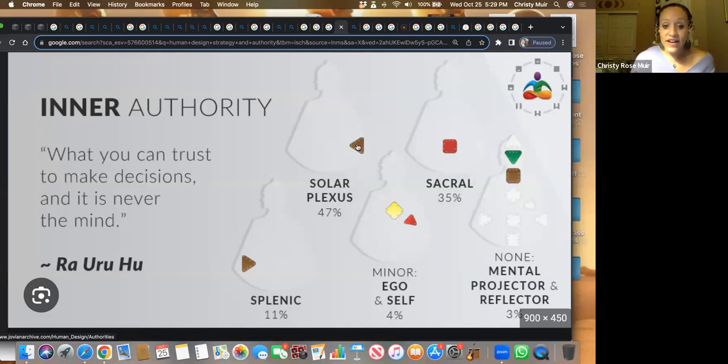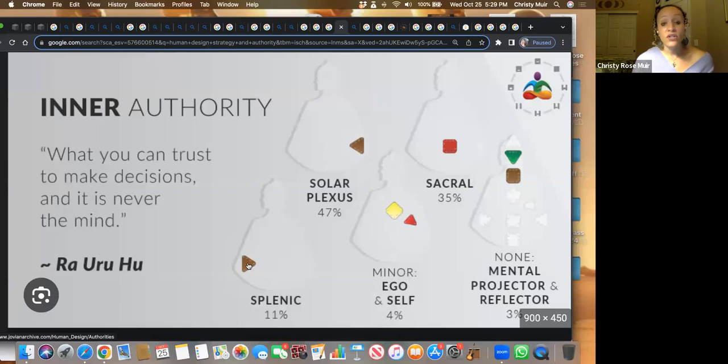If you don't have that defined, it's going to be something else. If you're a generator and you're not emotional, it'll be your sacrum that's going to give you a signal of response. If you don't have either one of these, your sacral or your solar plexus, you might be splenic if you have a spleen defined, but not one of those.